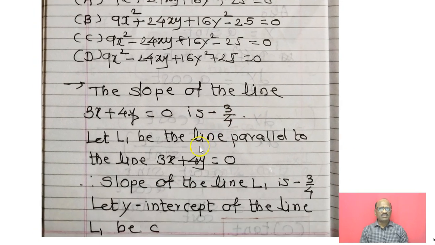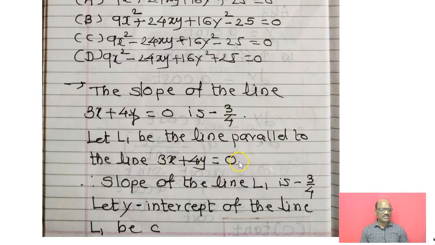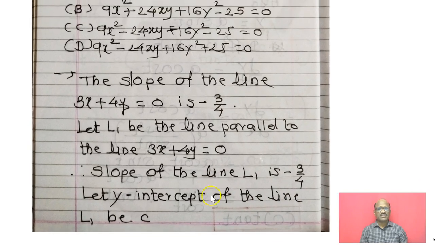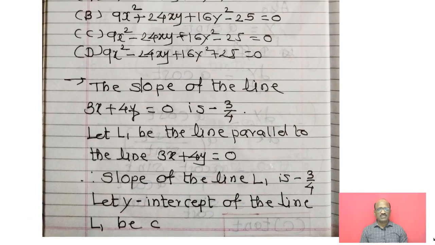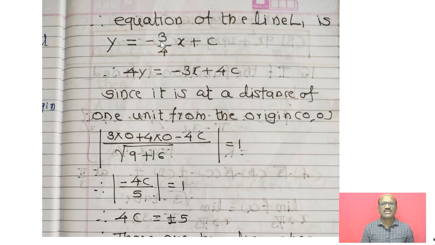Now next, L1 is the line parallel to the line 3x plus 4y equals 0, at a distance of 1 unit. The slope of this line is also minus 3 by 4. Let its y-intercept be c. Then what will be the equation? Now see this, the equation of the line L1 is y is equal to mx plus c, and simplifying, 4y is equal to minus 3x plus 4c. Since it is at a distance of 1 unit from the origin, that is 0, 0, we can express the distance of this line from the origin, with the line as 3x plus 4y minus 4c equals 0.